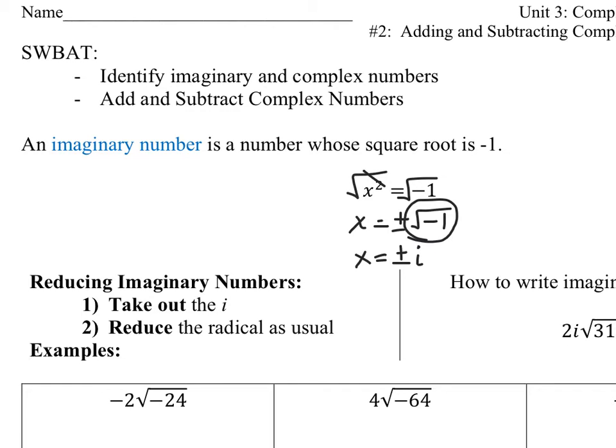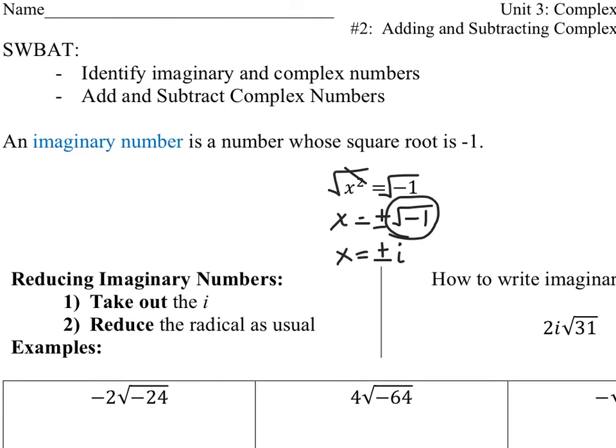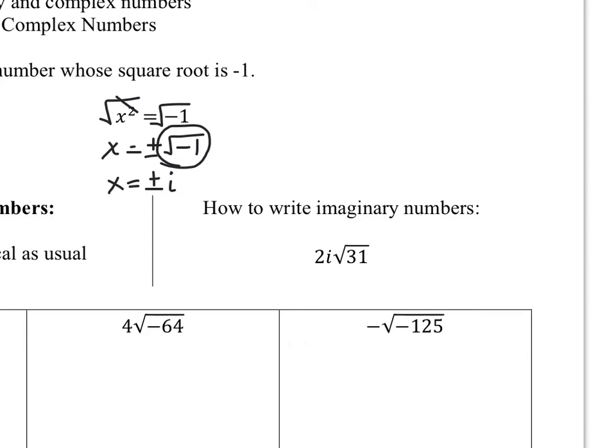And that's an imaginary number. The imaginary number is the square root of -1. That's it. So anytime you see a negative under the radical, you know there's a square root of -1 in there somehow. And that's an imaginary number. This is generally how we write our imaginary numbers. We write our coefficients first, and then we write the i, and then the radical.